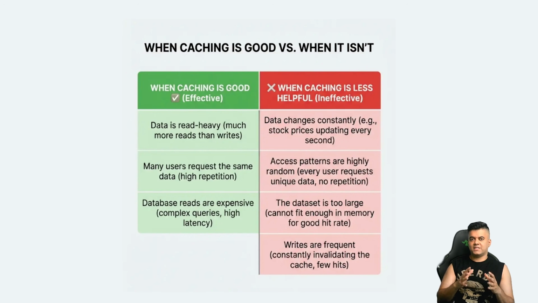So what you need to remember is caching works when there's repetition. If every user is requesting different unique data, you'll have mostly cache misses and the cache won't help much. You might even add latency because you're checking the cache and then going to the database anyway. So before adding a cache, ask yourself, is this data accessed repeatedly by many users? And does the data change slowly enough that caching makes sense?